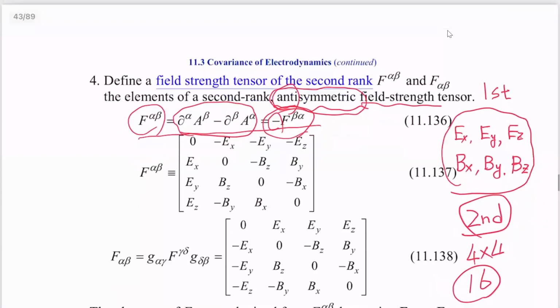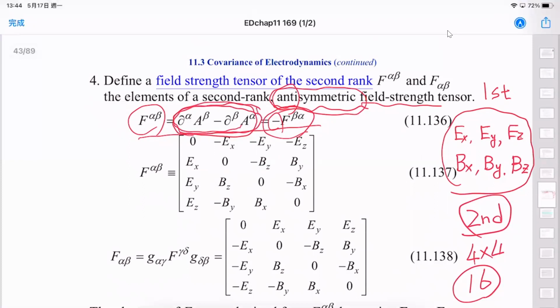Okay. So the antisymmetric field tensor is just defined here. And we know it's related to the scalar potential and vector potential. Later on, we will show you it's related to this one. Or you can prove it by yourself easily, like this one.